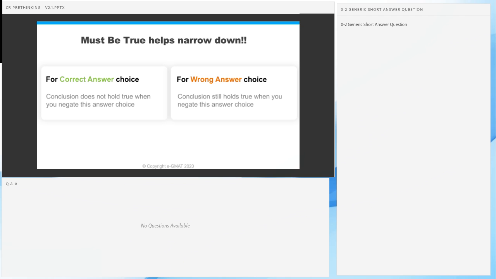The fundamental thing is, for the correct answer choice, when you find the correct assumption, you're going to find that the conclusion does not hold true in the presence of the negated version of that answer choice. For the incorrect one, when you negate that answer choice, the conclusion stays intact. Nothing happens to that conclusion.